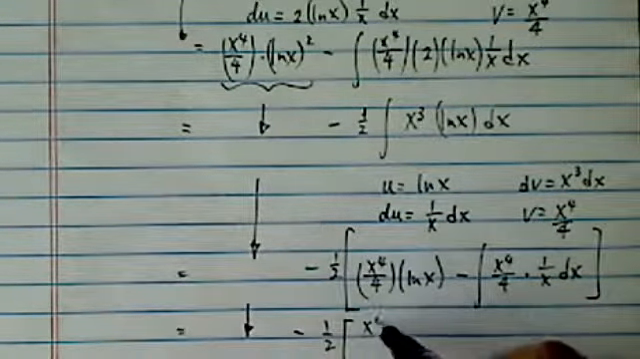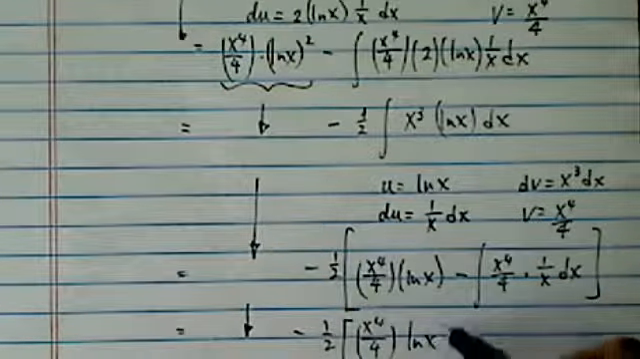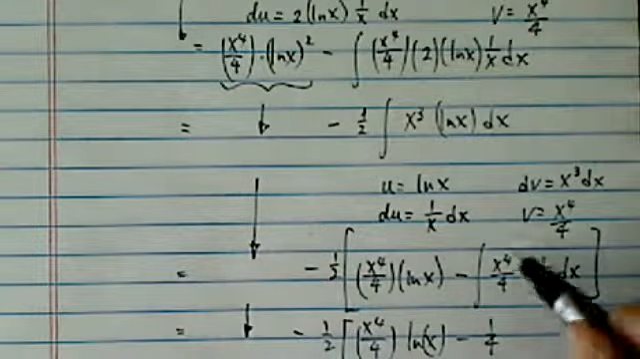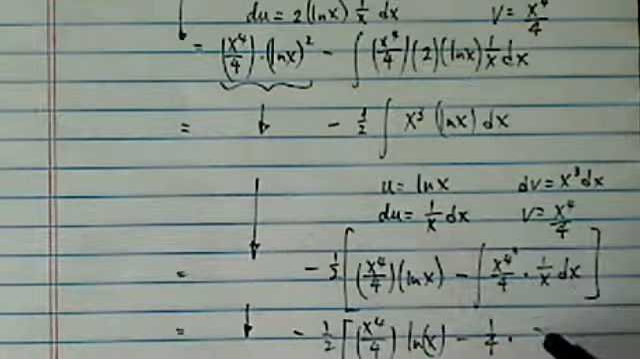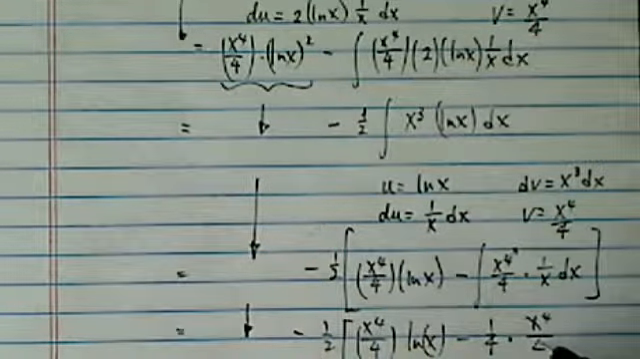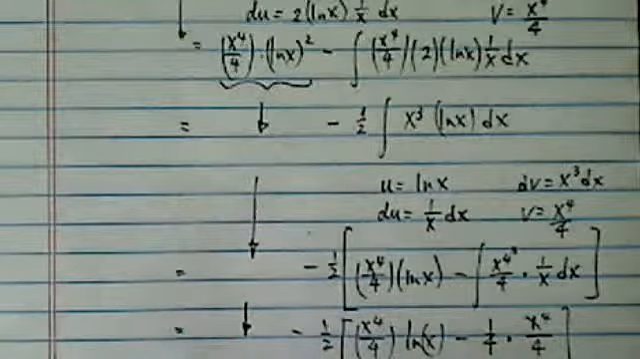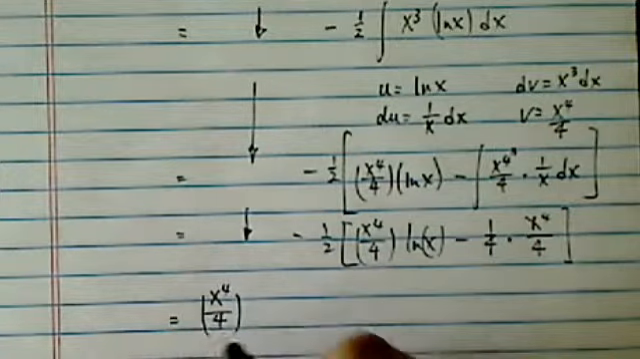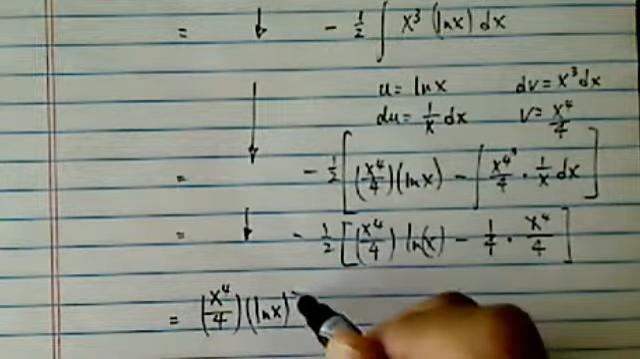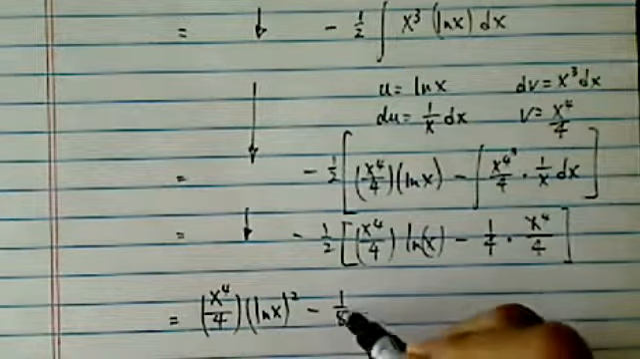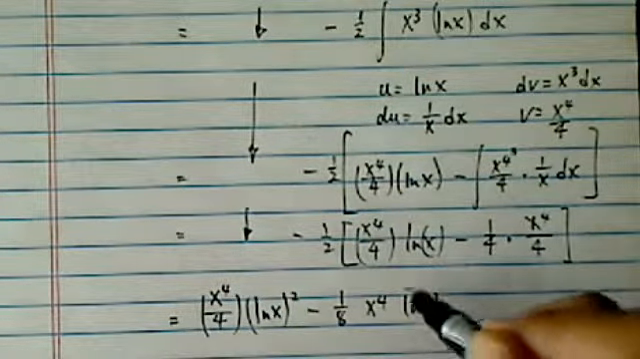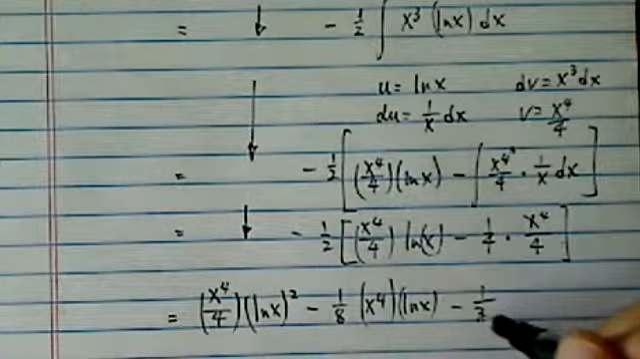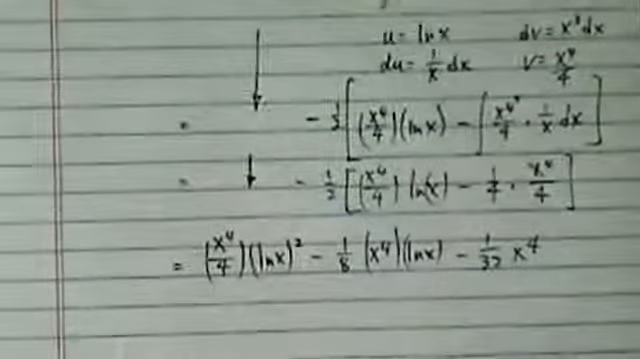So let's say this one doesn't change. x to the fourth over 4 natural log of x minus, let's see what we have here, 1/4. This one cancels, so it's x to the third, and then it's x to the fourth over 4 again. All right, now let's put everything together. This original term was x to the fourth over 4 natural log of x squared, minus, let's see, we have a 1/8 x to the fourth natural log of x. Let's get our ducks in line. This is 16 times 2 is 32 x to the fourth. Okay, one more line and then we're done.